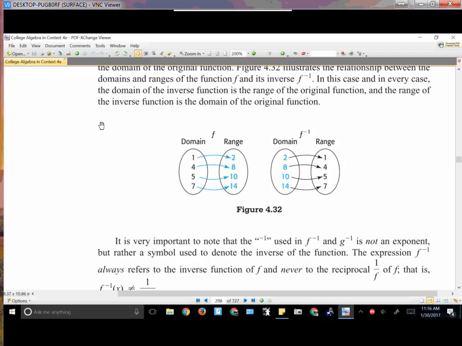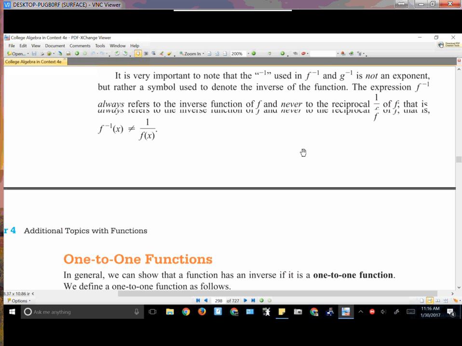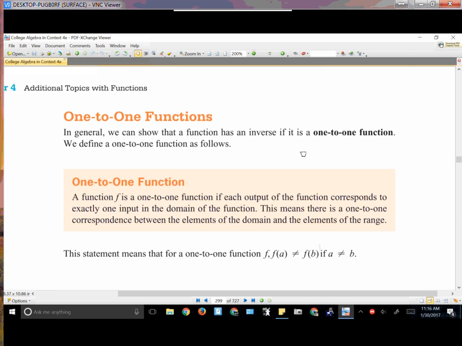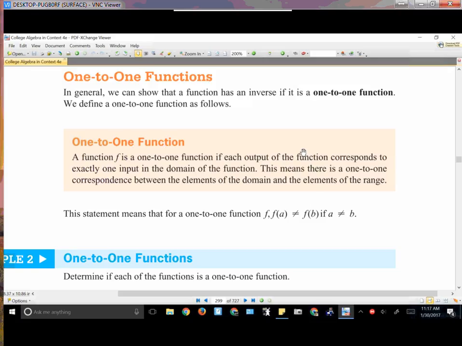If I put in 4, I get out 8. If I put in 8, I get out 4. So the original function brought it here. The other function, the inverse function, takes it back. Always has to happen. So now, this leads us to this idea of a one-to-one function.